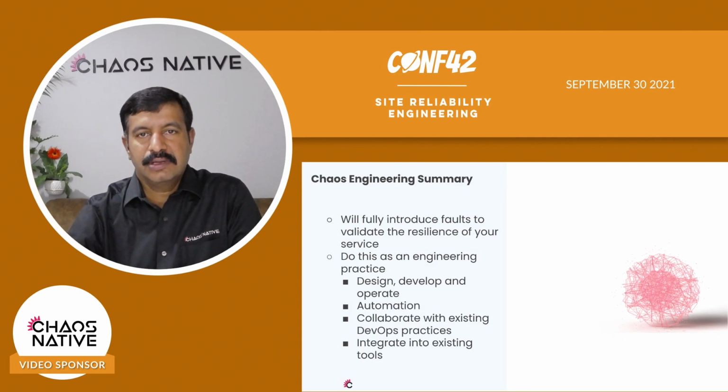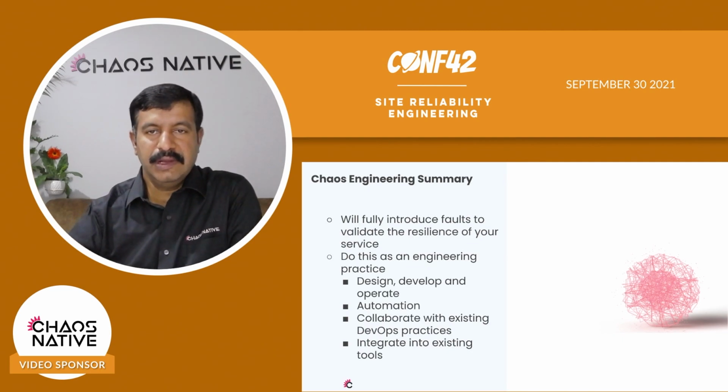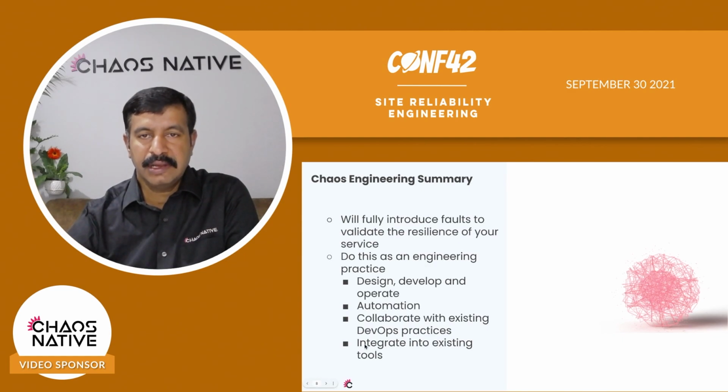You try to cover the entire chaos or fault dependency scenarios, and you design chaos experiments, and you try to automate all these chaos workflows, and you try to collaborate with your DevOps. If you are in ops, you try to collaborate with dev and vice versa, and you try to integrate chaos engineering into your existing tools, and that becomes a complete chaos engineering, and it will incrementally result in better metrics related to service operations.